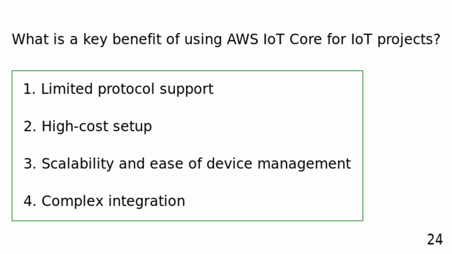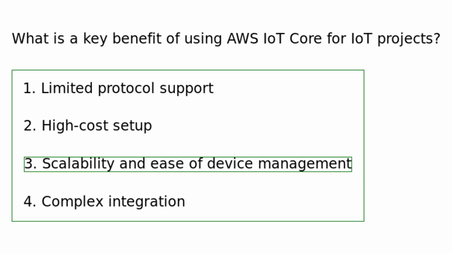What is a key benefit of using AWS IoT Core for IoT projects? Limited protocol support. High-cost setup. Scalability and ease of device management. Complex integration. AWS IoT Core offers scalability and simplifies device management, making it ideal for IoT projects.